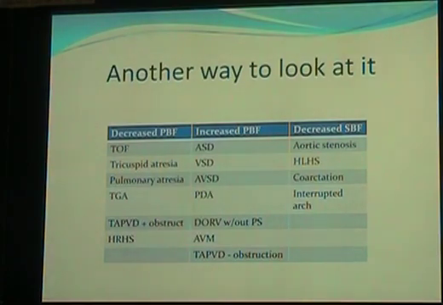So for example, times when you have decreased pulmonary blood flow, examples being tetralogy of Fallot, tricuspid atresia, pulmonary atresia, and so forth. The problem there is you're not getting enough blood flow to the lung. They present early when the ductus begins to close. Typically these kids present by 24 hours of age as being cyanotic.